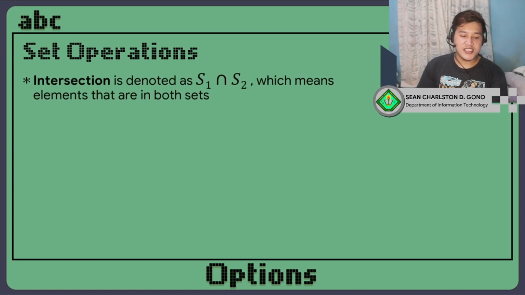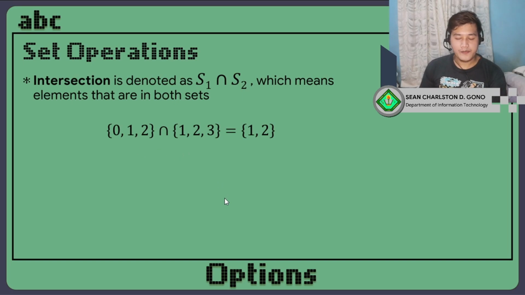The next set operation is intersection, and it is denoted by this symbol. Set 1 intersect set 2 means elements that are in both sets. For example, we want to intersect set {0, 1, 2} and set {1, 2, 3}. What will be the answer? Obviously, this set has 1 and 2, and also this set has 1 and 2. So the intersection of these two sets is {1, 2}. How about this? This set has 1 and 3, and this set has 1 and 3 as well, so their intersection is {1, 3}. How about infinite sets, just like this?